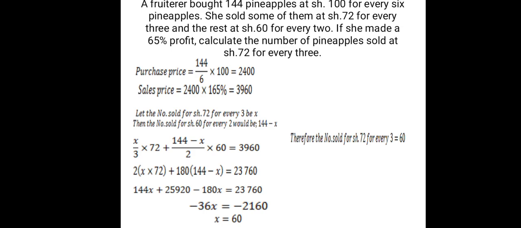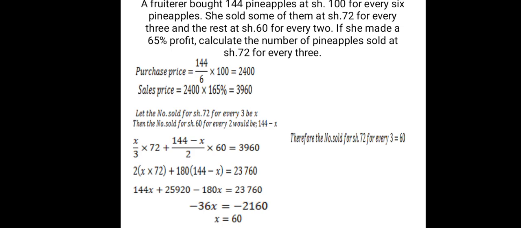A fruiterer bought 144 pineapples at 100 shillings for every 6 pineapples. She sold some of them at 72 shillings for every 3 and the rest at 60 shillings for every 2. She made a profit of 65%. Calculate the number of pineapples sold at 72 shillings for every 3.